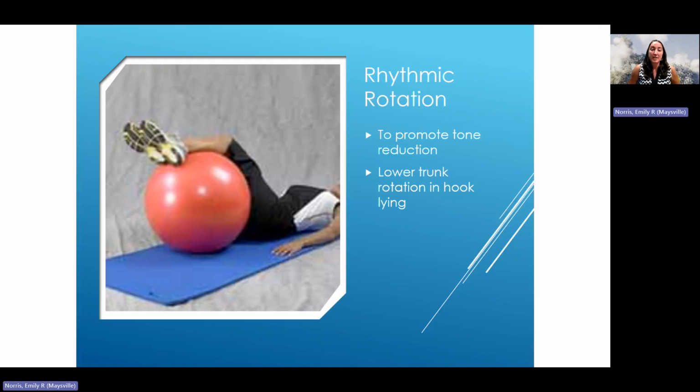With rhythmic rotation, this is also to reduce tone, and it's typically more so with lower trunk rotation in hook lying. You could possibly do shoulder rotation. So you could have a patient lying down and you could move them through it yourself, or you could have them do it back and forth for rhythmic rotation. It's usually in preparation for other movements.